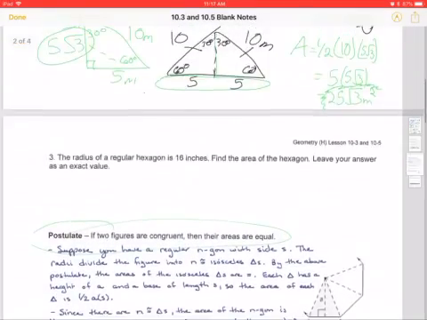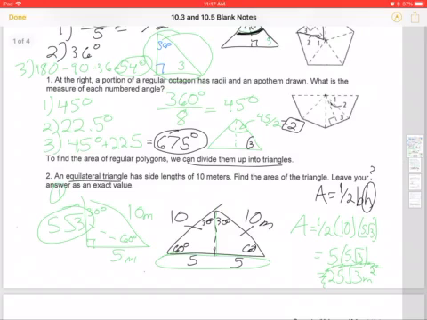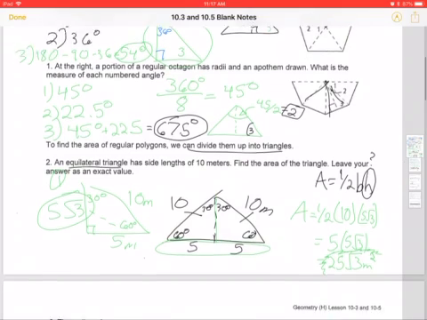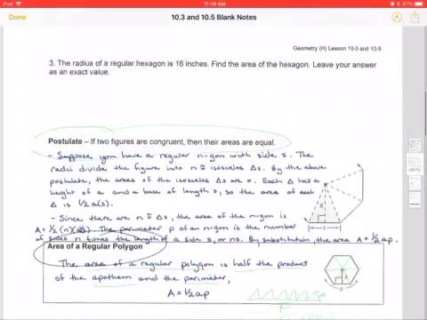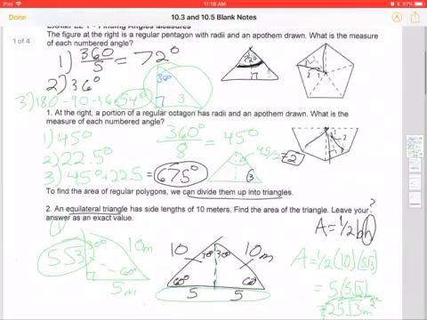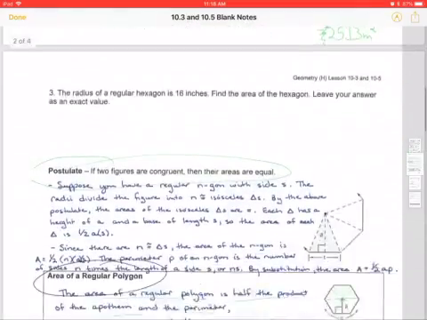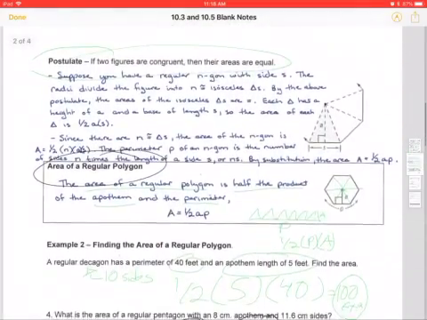Notice that we started just divvying up the triangles that are seen inside of these polygons. But now we can use, in addition, this area of a regular polygon equation. I like both of these ways. I like how we have to kind of divvy up the polygon to make sense of it, but the equation's also nice too. I hope this was helpful.